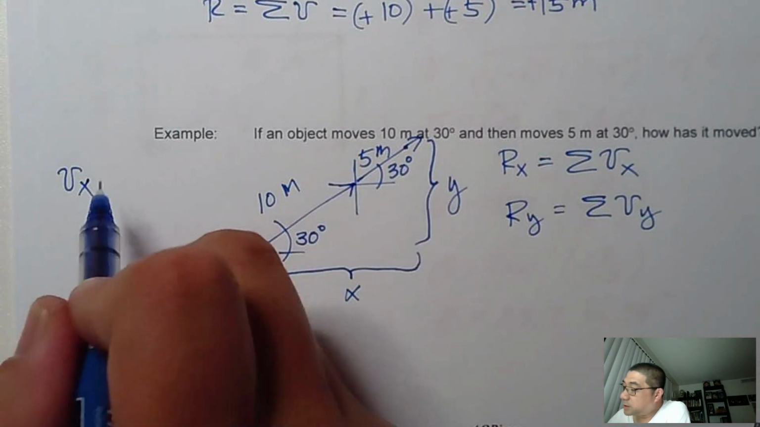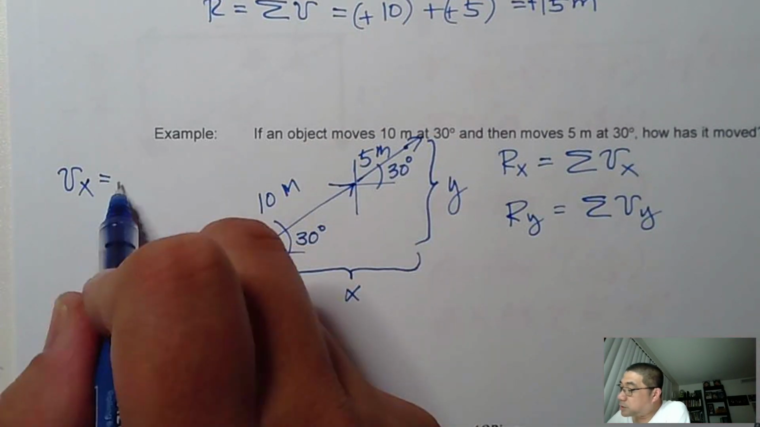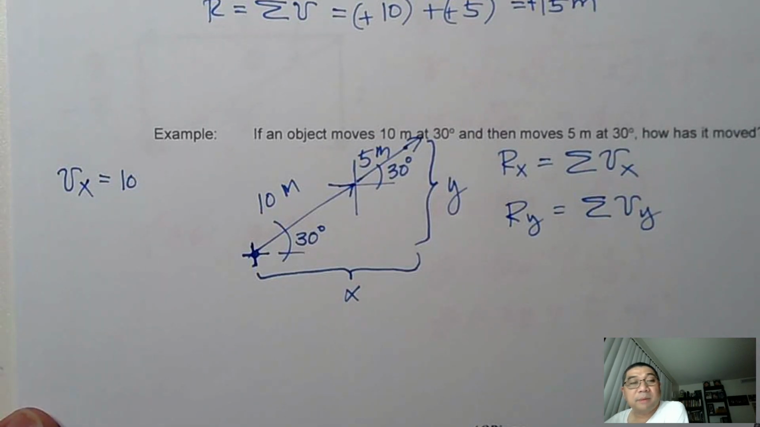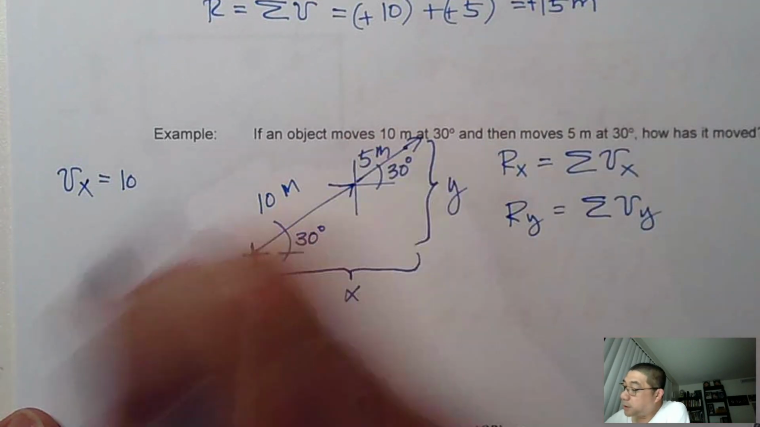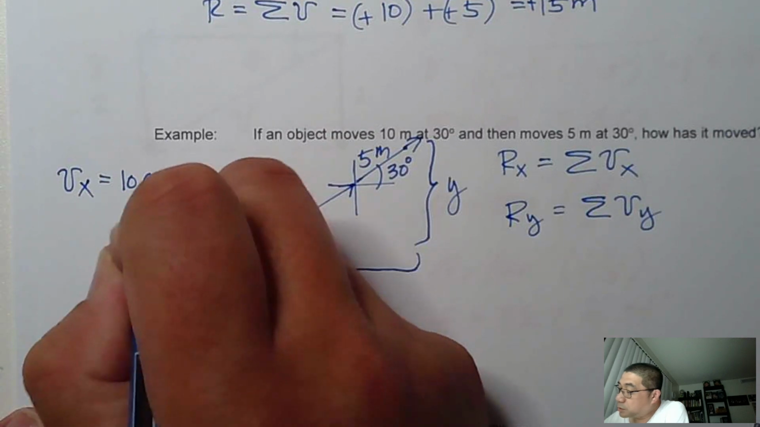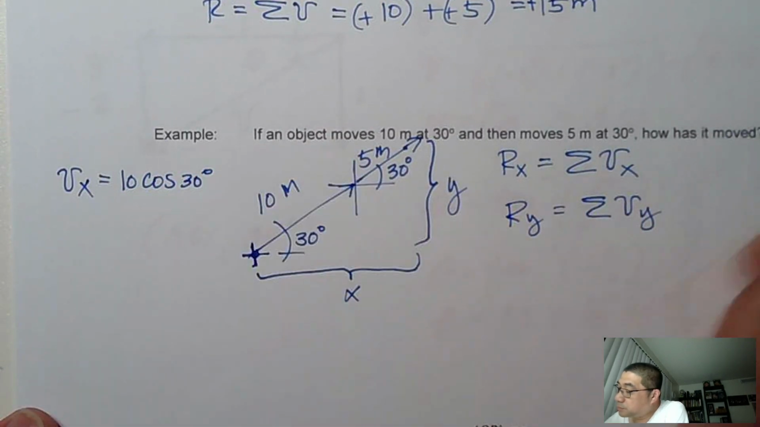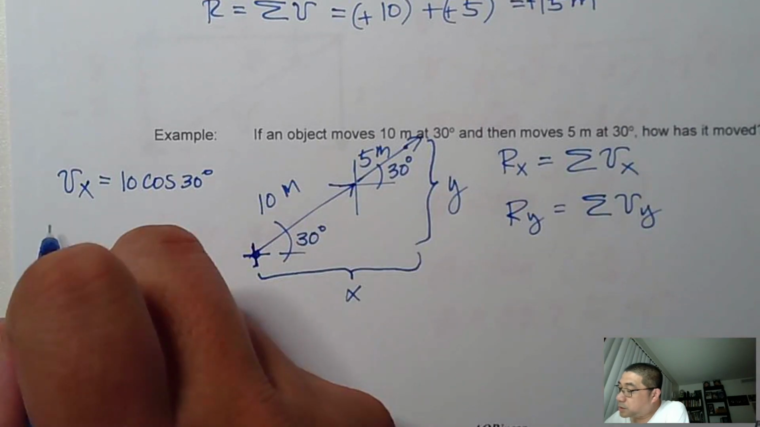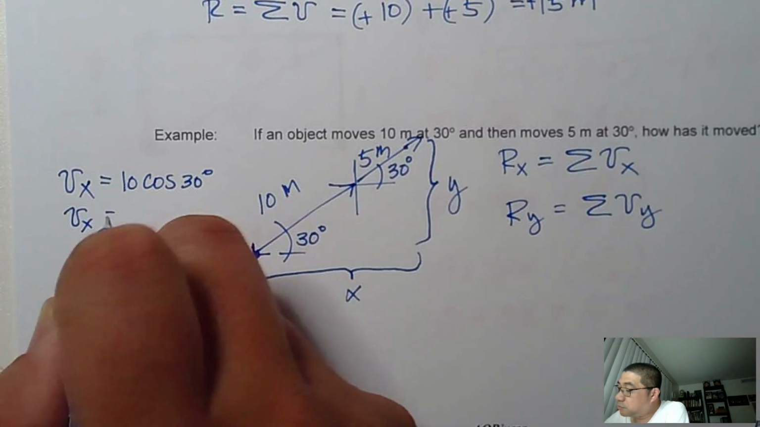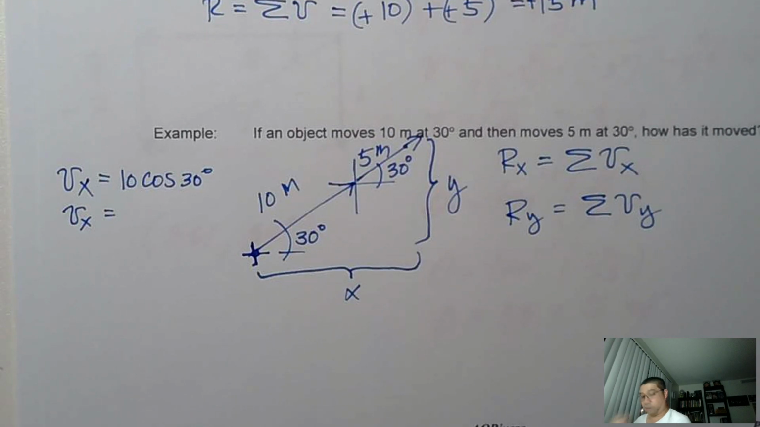Vector of x. So let's talk about the first one, which is 10 multiplied by sine or cosine. For sure you would say it's cosine of 30 degrees. So what is v of x? What is 10 of cosine 30?